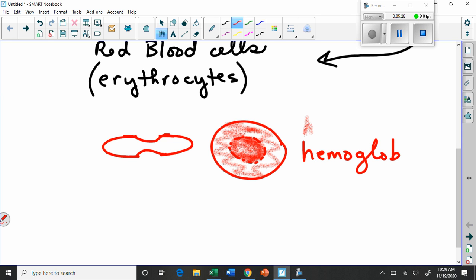Hemoglobin is a very complicated protein molecule. And in the middle of the protein molecule is an iron atom. So when you talk about iron in your blood, this is why you need it. To draw hemoglobin would be very complicated, but you could kind of think of it as one of those twisty-turny protein molecules like this, right?